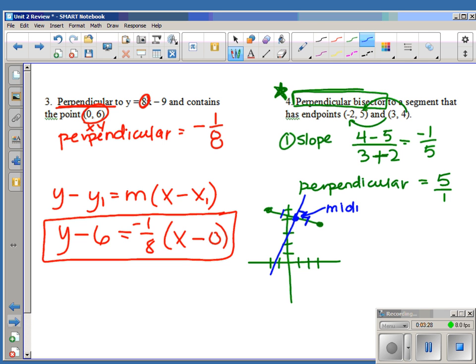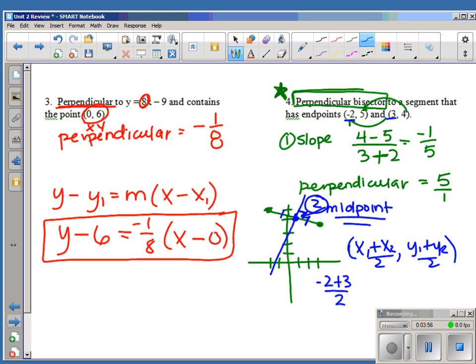So you guys can probably guess the second step is to find the midpoint. If you recall that formula, it's x1 plus x2 divided by 2, comma y1 plus y2 divided by 2, or in other words, add your x's divided by 2, add your y's divided by 2. So I'm going to do -2 plus 3 divided by 2, and that gives me 1/2. And then I'm going to do 5 plus 4 divided by 2, and that gives me 9/2.